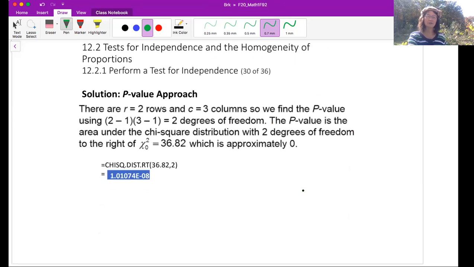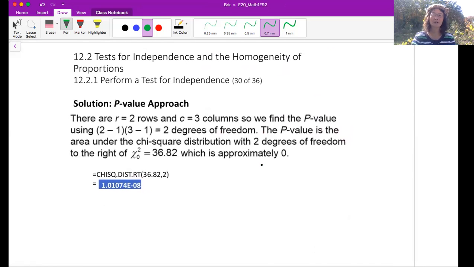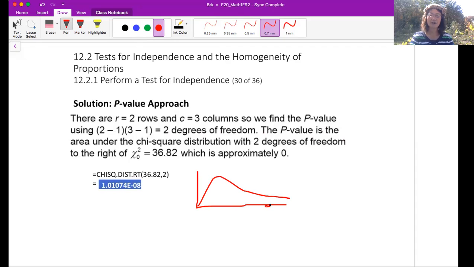Next, let's do the p-value approach. Remember for the p-value approach, you need to find the p-value. And what is the p-value? P-value is the area corresponding to the test statistic. Remember in step 3, we calculated the test statistic is 36.82. So the test statistic decides the p-value. This is the p-value.